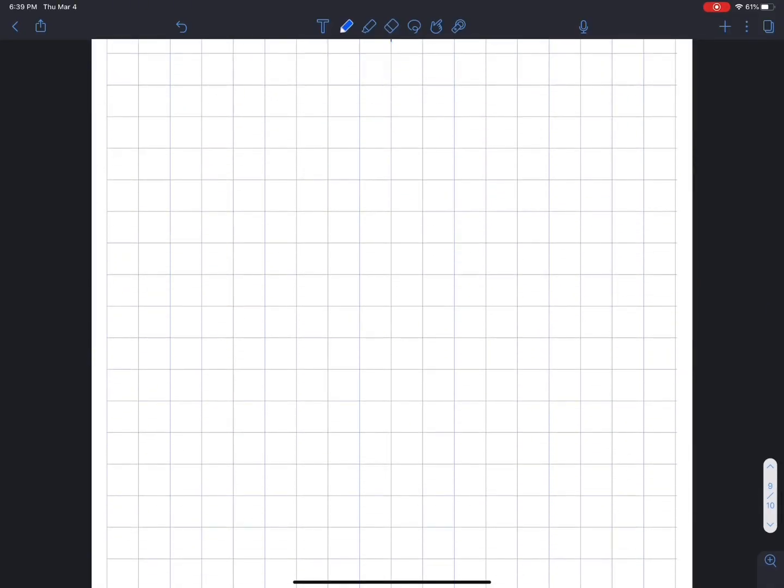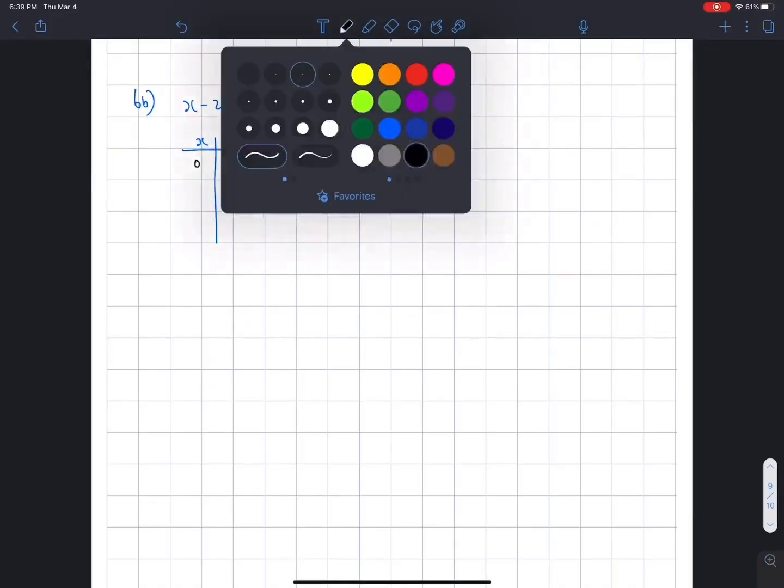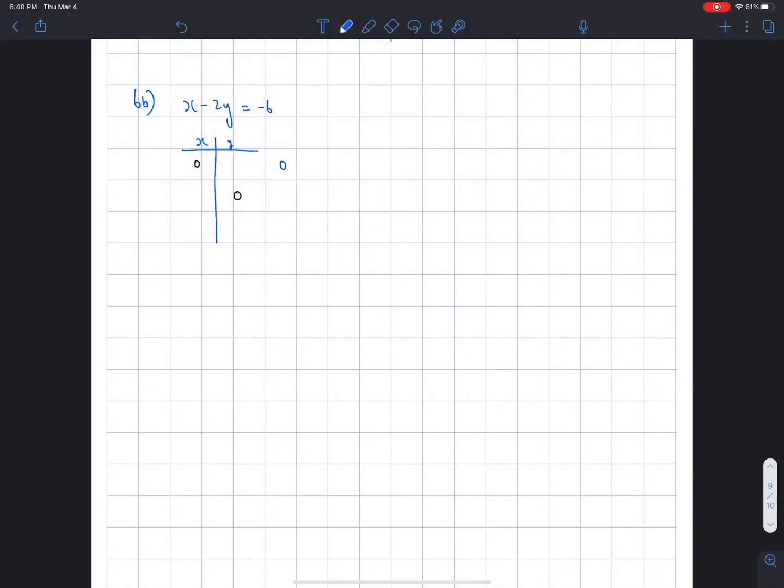And then 6b. x minus 2y equals negative 6. Same idea in this table. The most important 2 points are when x is 0 and y is 0. So we have 0 minus 2y equals negative 6. Negative 2y equals negative 6. And then just dividing both sides by negative 2, we get y equals 3.